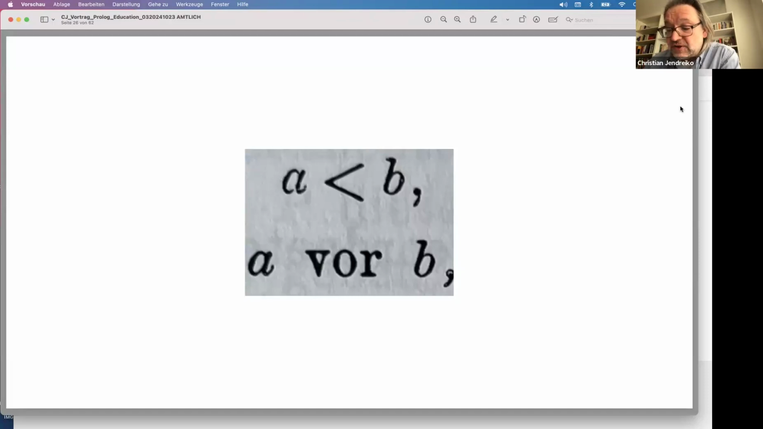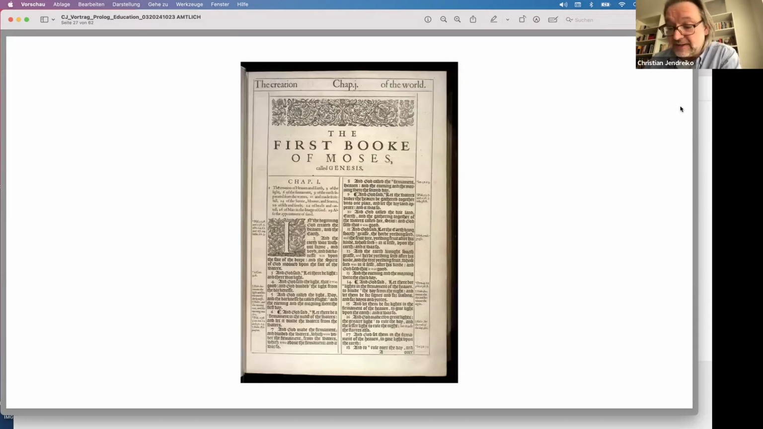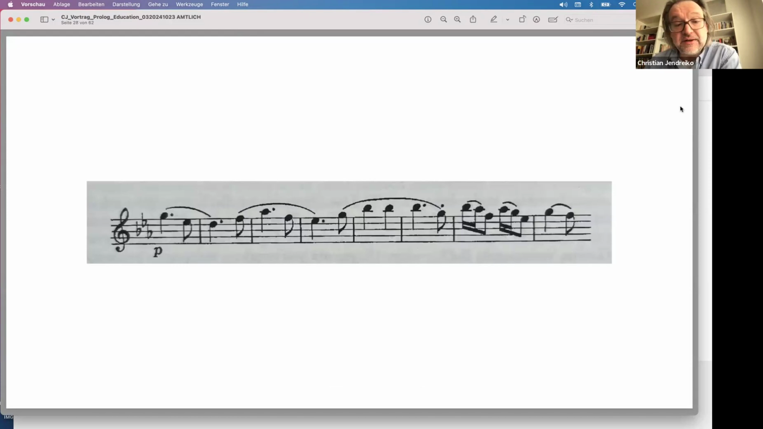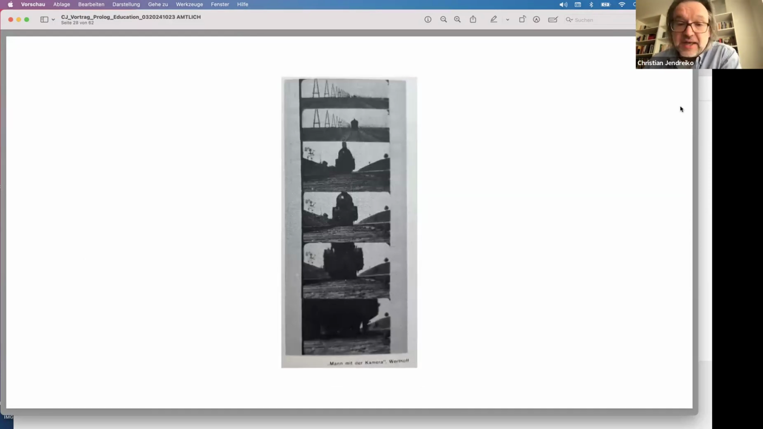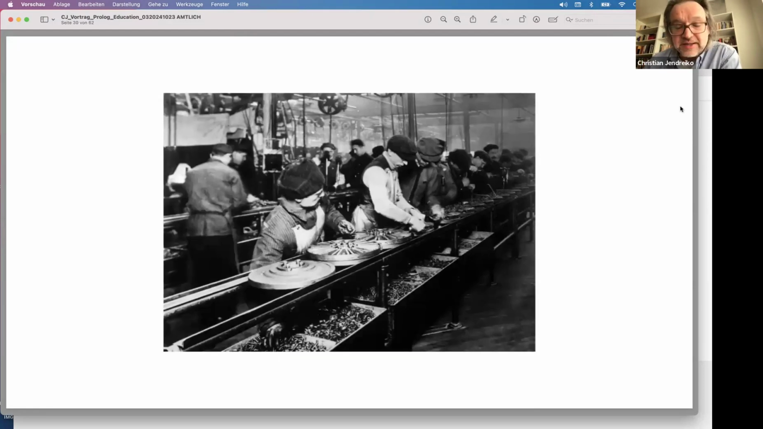You find this fundamental relation as a generating structure in all kinds of human activities. You find it in storytelling. You find it in music. You find it in film. And you also find it in the industry, in everyday life, for example, at assembly lines.